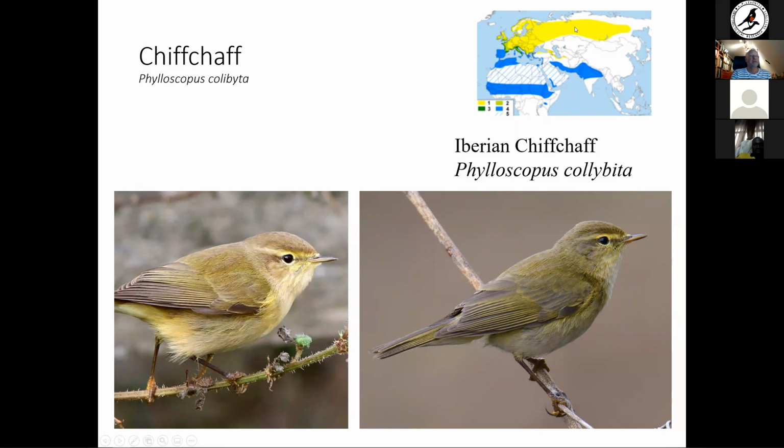Then in the east here, we have different subspecies. So in Sweden, we have two subspecies. We have these continental subspecies in the south, and then we have another subspecies in the north. But these subspecies are migrating towards the southwest into continental Europe, into Spain, even into northern Africa. Whereas, again, the Iberian Chiffchaff migrates from Iberia down to the Sahel.